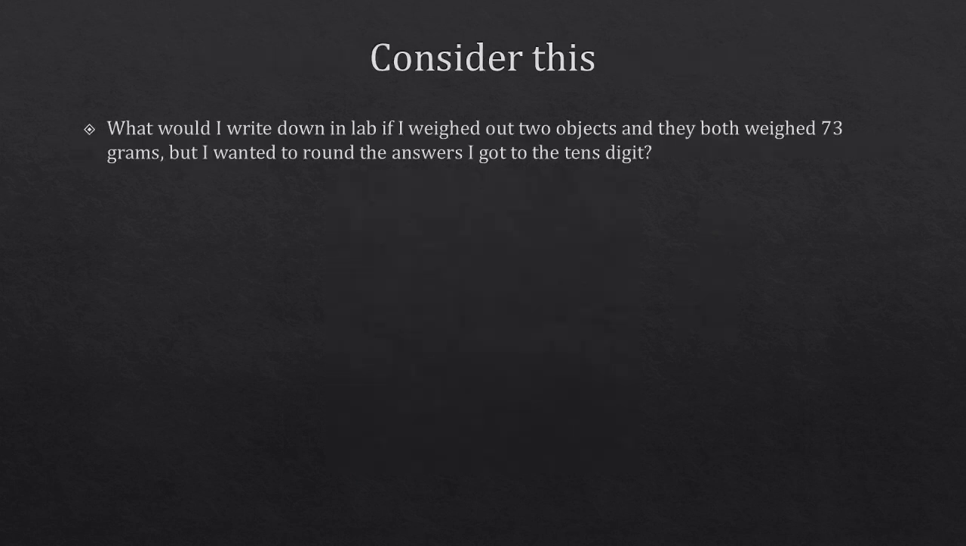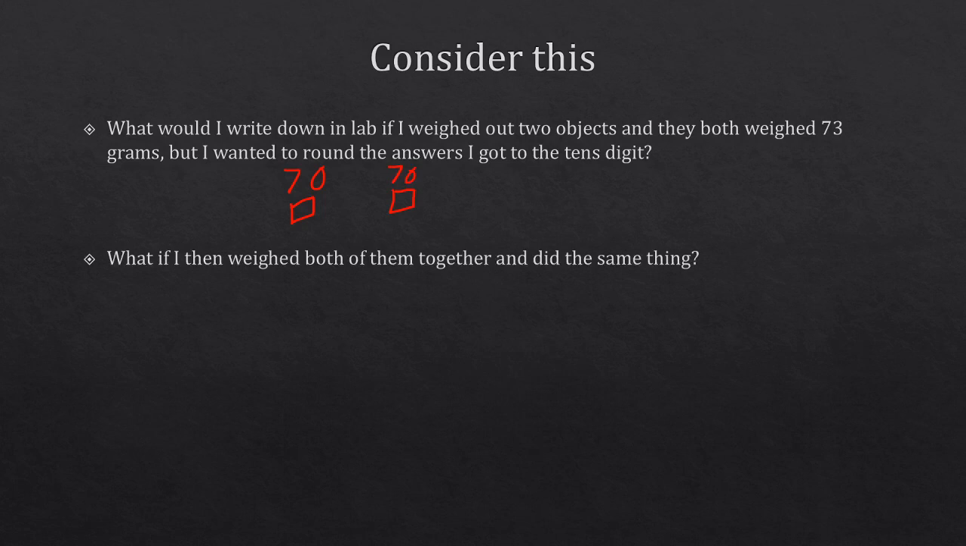So consider this. What would you write down if you were in a lab, let's say one of your early labs in the semester, and you weighed out 2 objects, and they both weighed exactly 73 grams? But I told you you're going to round your answer to the nearest tens digit. Well, you would write down that the first piece of bread weighed 70, and the second piece of bread also weighed 70. I'm not going to win any awards for art, clearly. So we have 2 70-gram pieces of bread.